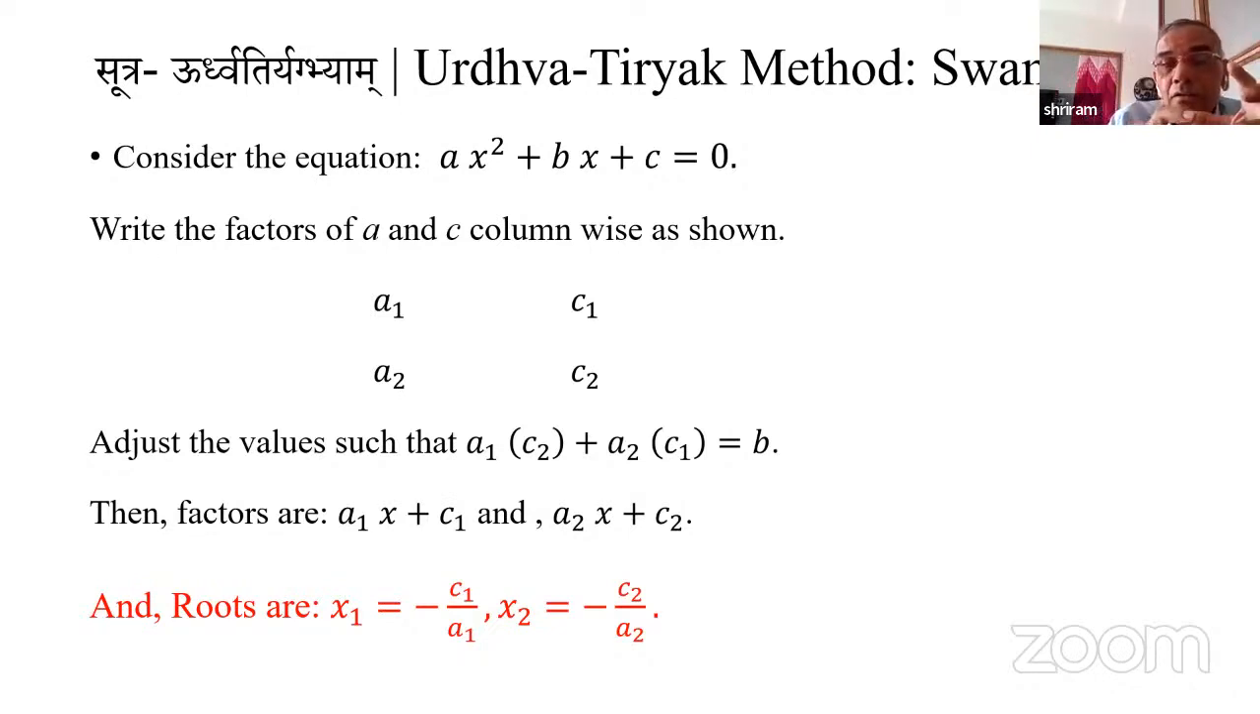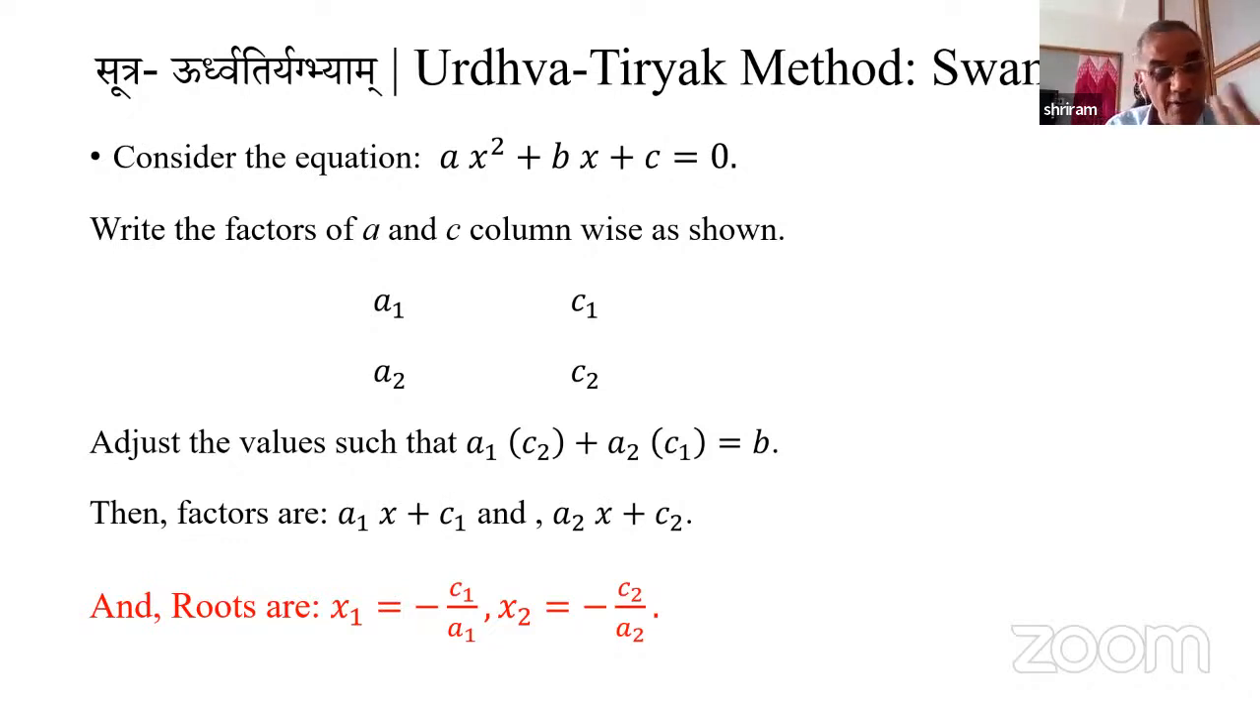So where is the skill? The skill part is only that we need to select proper factors of A and C, arrange them in an order such that their cross product gives the answer for the coefficient of x in the given equation. Then if you want to write the factors, write the factors. If you don't want to write the factors and directly want to write the roots, you can directly write minus C1 upon A1, minus C2 upon A2 as the roots. And our problem is solved. So this is the power of the sutra Urdhva Tiryagbhyam.